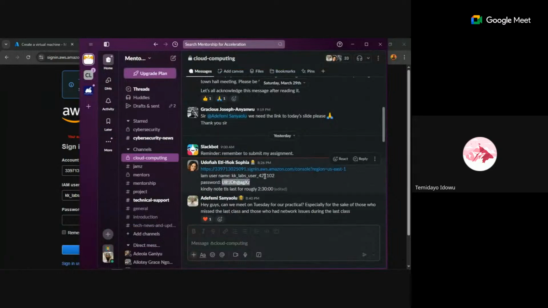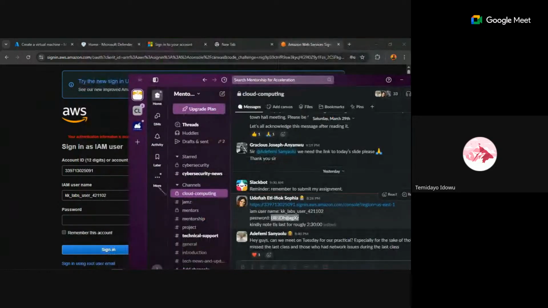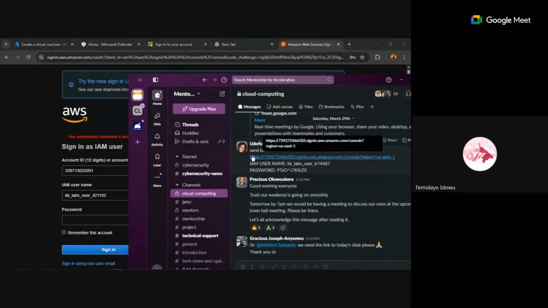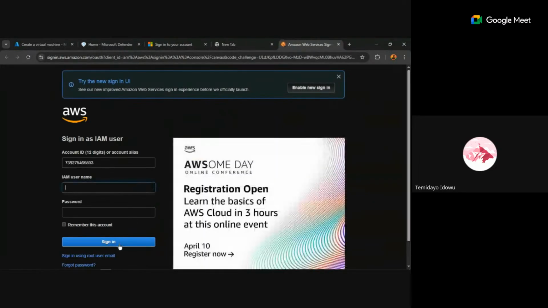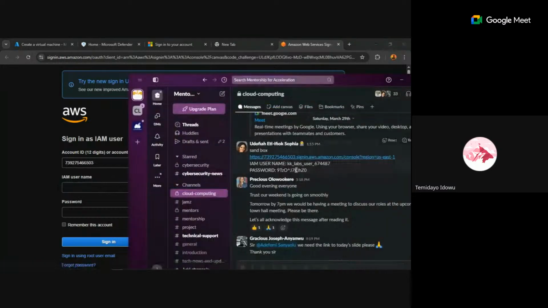Yeah, I have all these required documents now. 339713025091 KK Labs underscore user. This one is not okay. Let's try another one. So AWS makes it very, very simplified. Or maybe because I actually learned AWS first. That is why I'm kind of biased with them, because I will always pick AWS over Azure.